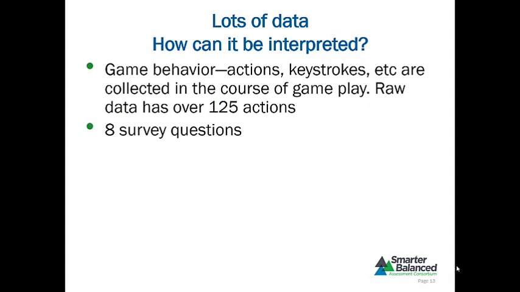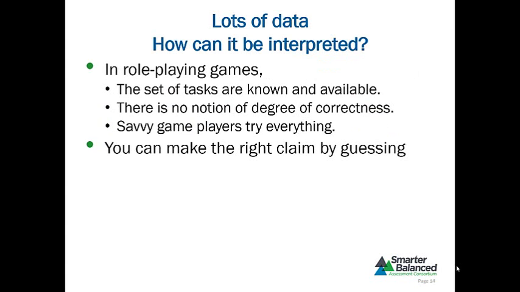So the problem with this is there's a ton of data. The kids run around, they do lots of stuff, and it's not like a test question where you get a right or a wrong answer so you know whether they know it. All you know is that they engage in these actions. There are over 125 actions and 8 survey questions at the end. So there are a lot of actions, and there's no real connection to correctness.